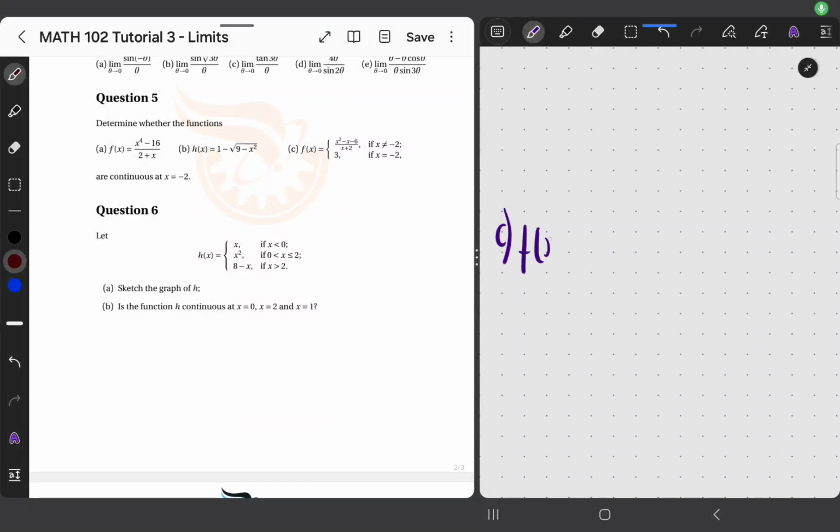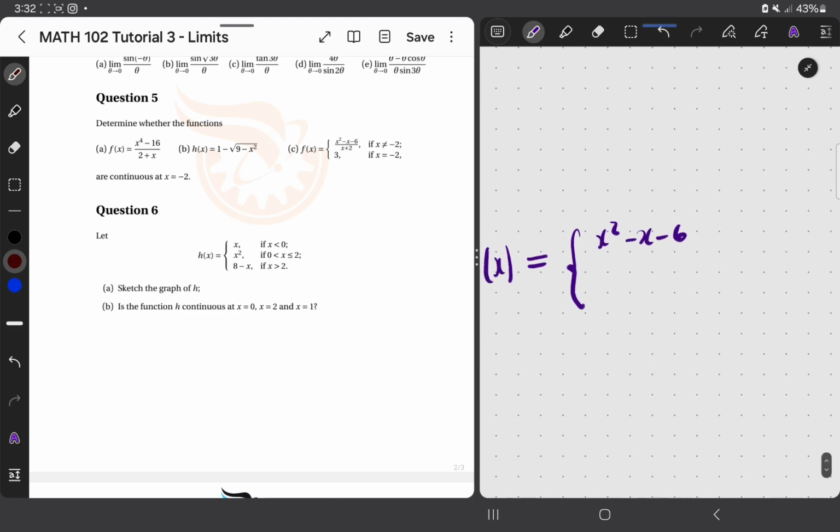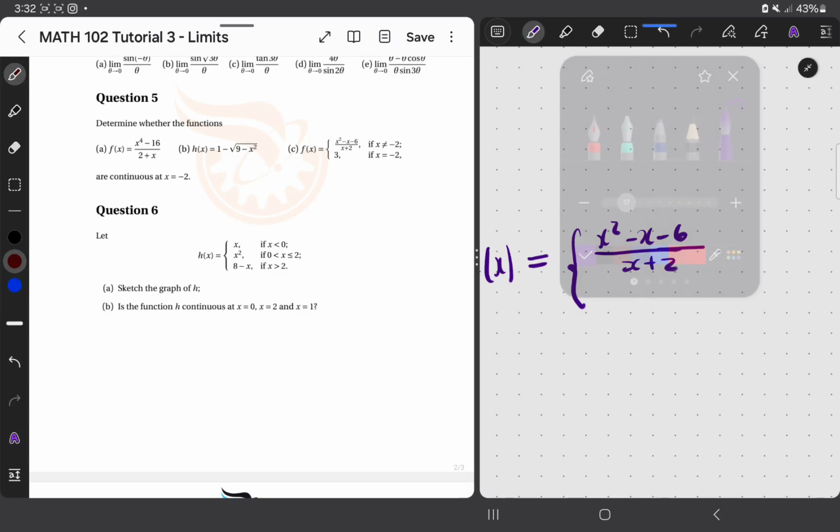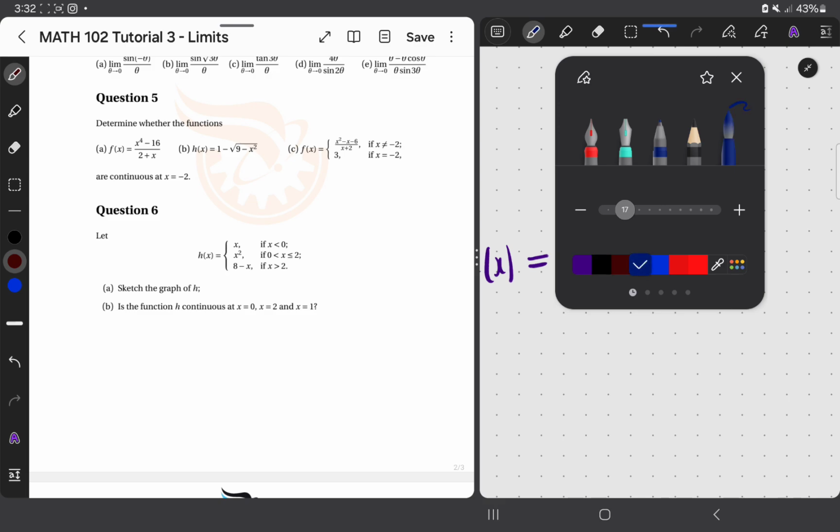Alright, so now we are doing f of x, part C, which is f of x is equal to a piecewise function now. X squared minus x minus 6. Don't fear piecewise. Piecewise functions are the best friends of everyone in Clarify. You know why? Because they help you to really do well. Okay?